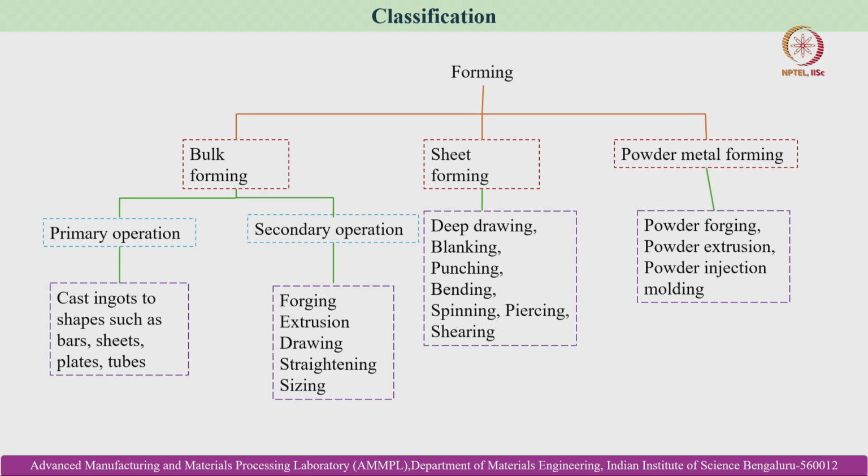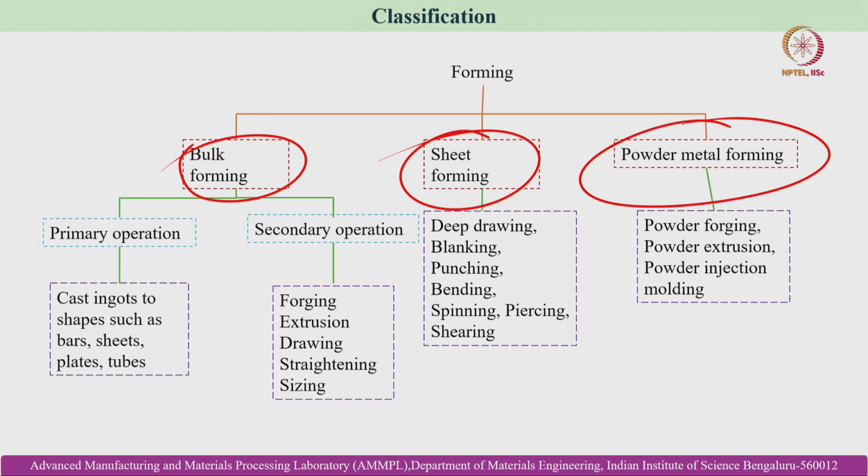Okay. So, forming can be largely classified as bulk forming, sheet forming, and powder metal forming. Powder metal forming can be classified as powder forging, powder extrusion, and powder injection molding. And sheet metal forming includes deep drawing, blanking, punching, piercing, bending, and shearing. And bulk forming, as we have discussed, can be subdivided into primary operation and secondary operation, to achieve the wrought object, arriving at the wrought billet or wrought ingot from the cast ingot.